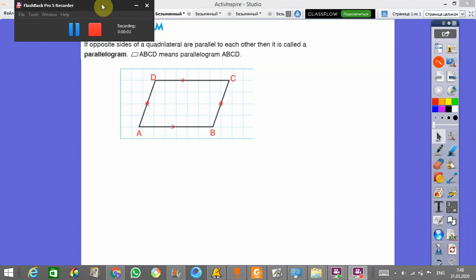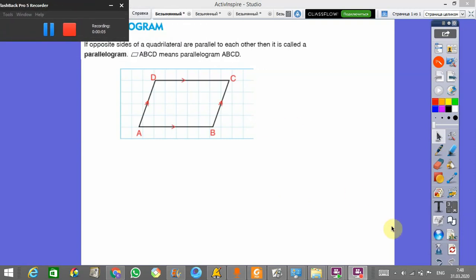Hi guys, today we're going to learn parallelogram. We have seen that a quadrilateral is any four-sided figure. A parallelogram is a special type of quadrilateral. Let's read the definition. If opposite sides of a quadrilateral are parallel to each other, then it is called a parallelogram.